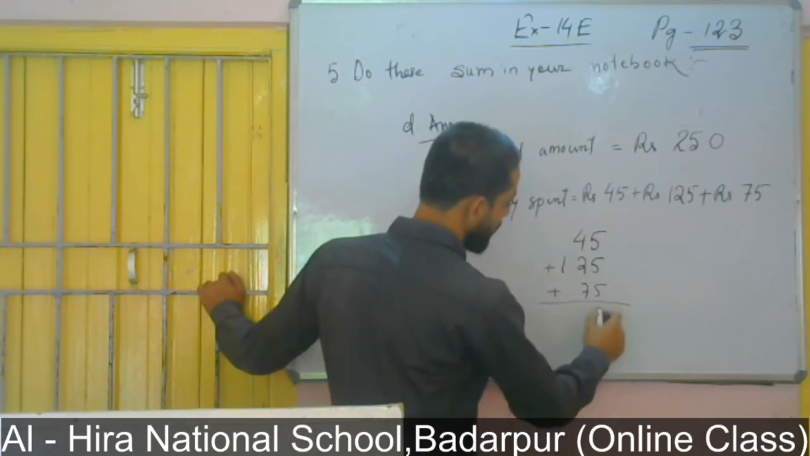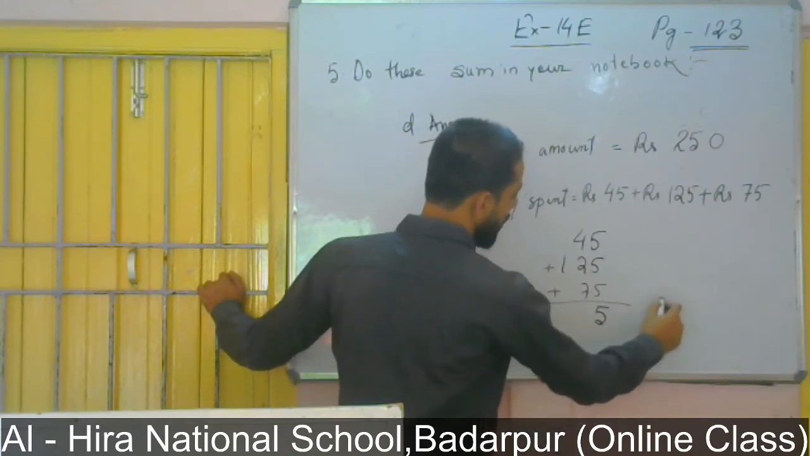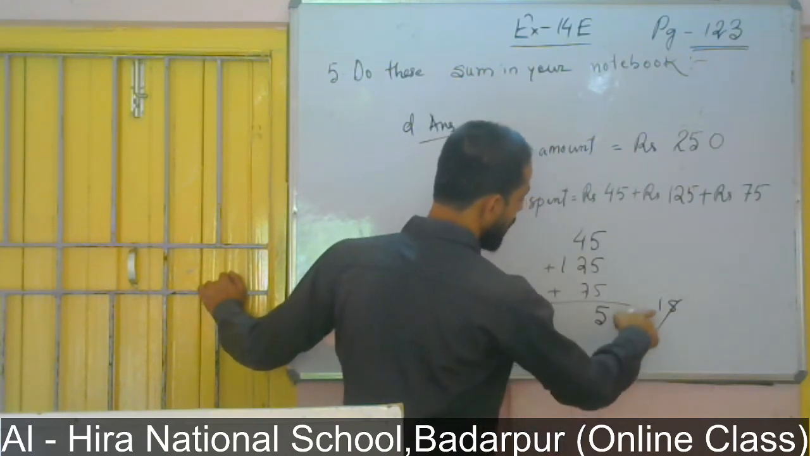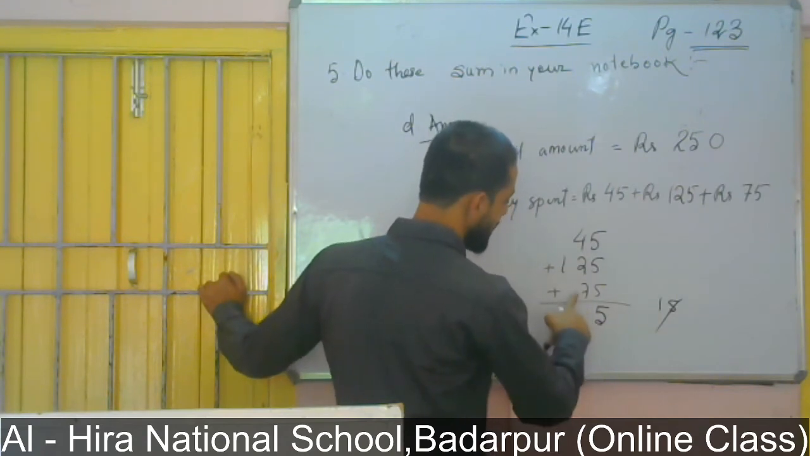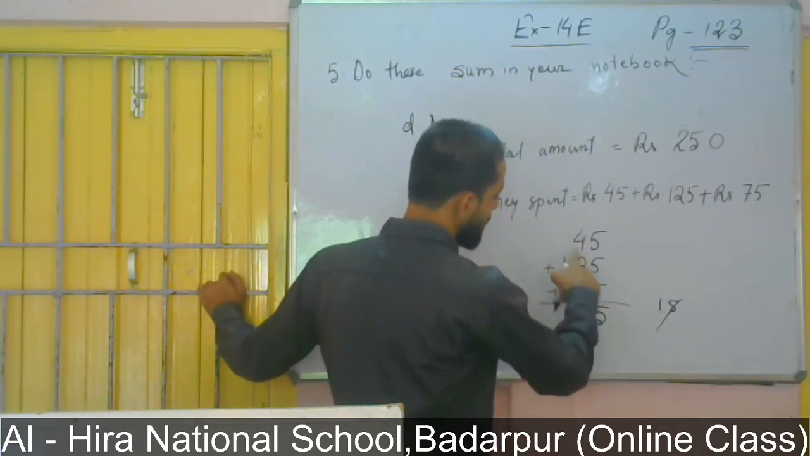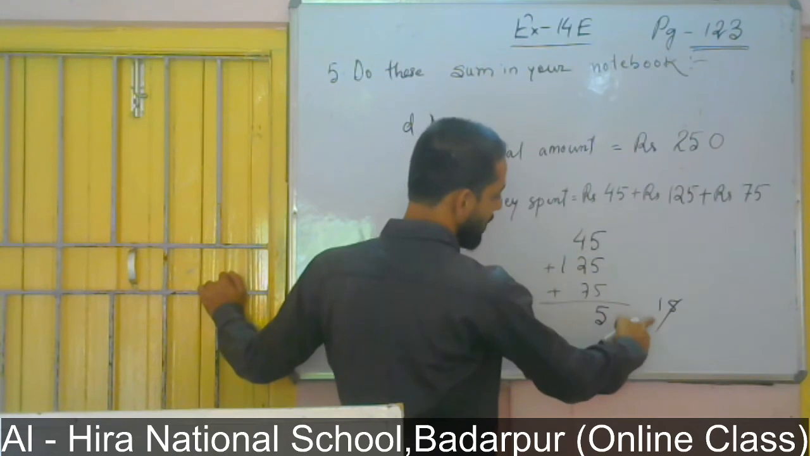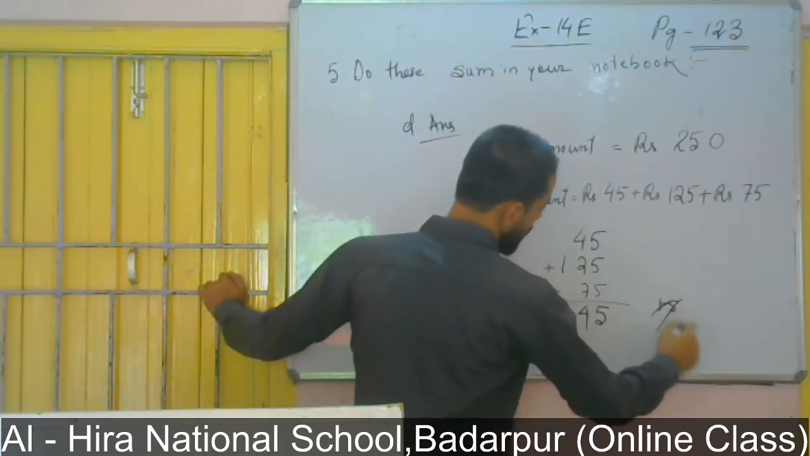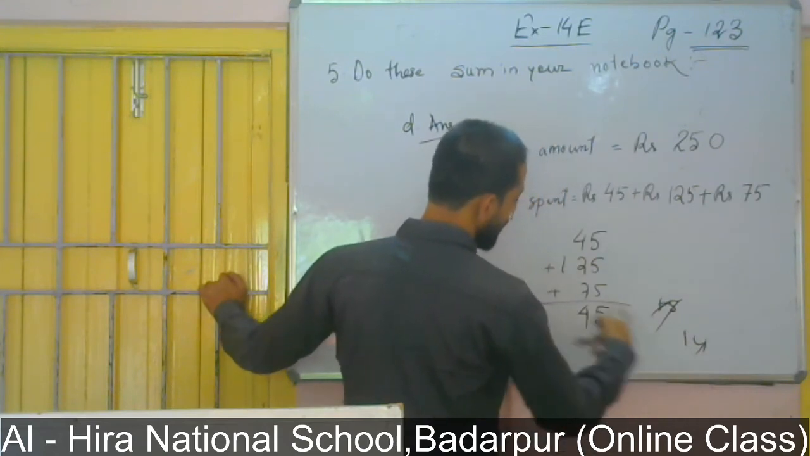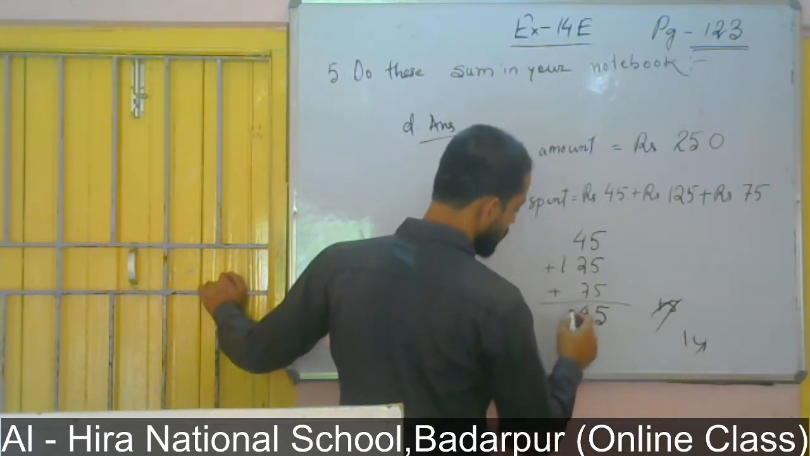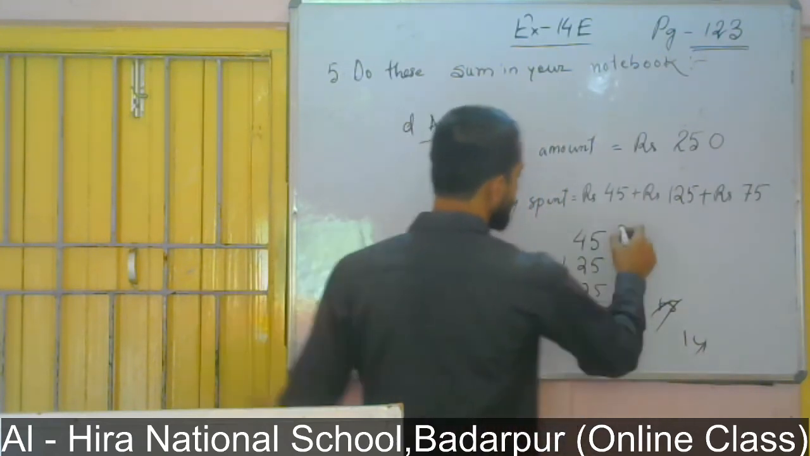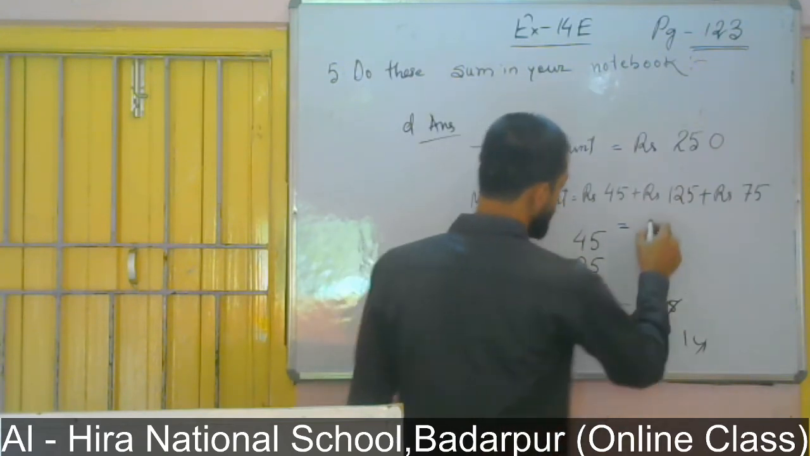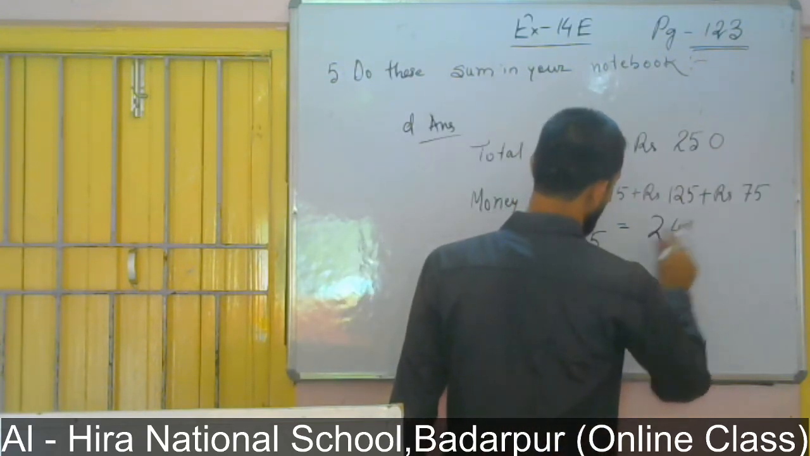3 5s are 15. So from 15 we are going to write here 5. 1 will be in my hand. So 7 plus 2 is 9, plus 4 is 13, plus 1 is 14. So from 14 we are going to write 4. From 14 I have written here 4. That means 1 will remain in my hand. 1 plus 1 equals 2. That means money spent equals rupees 240.